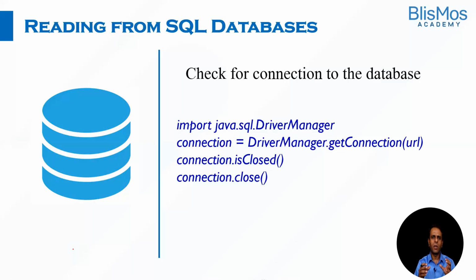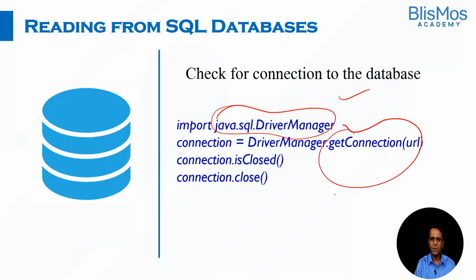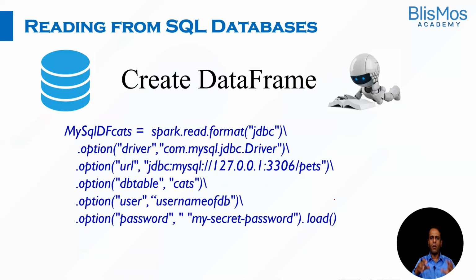Please check with the Hadoop admin or Big Data admin to see whether the database connectivity is there or not. To check the connection to the database, you may have to import the Java SQL driver manager and say get connection to the URL. If the connection is there, it will establish a connection with the database. If not, it will throw an error message. Now that we understood, first we've got to provide the class path, the driver itself, that is the jar file for the driver.